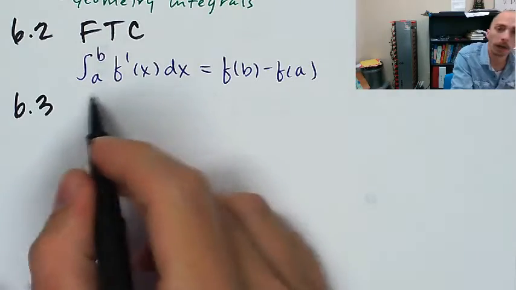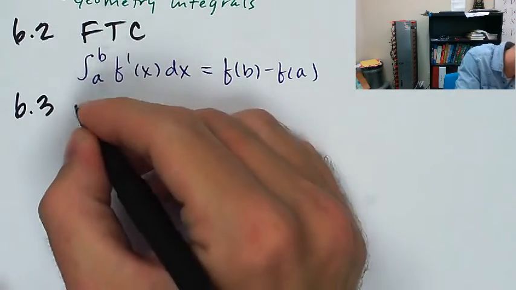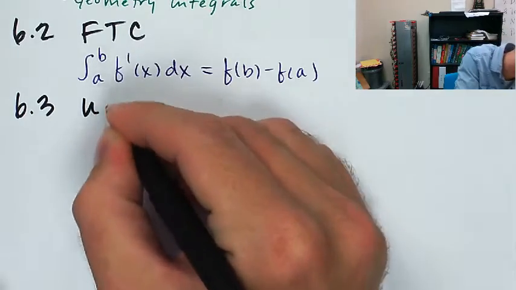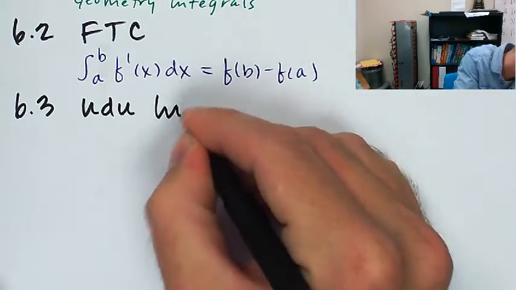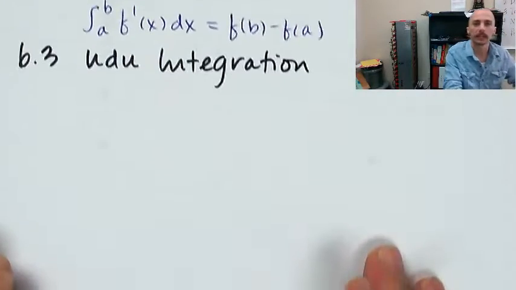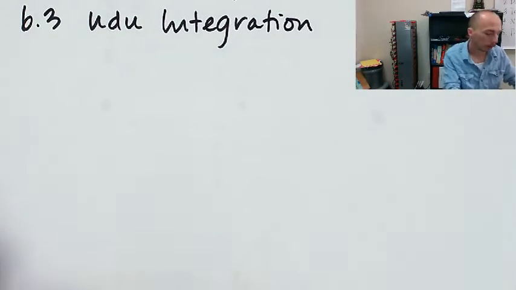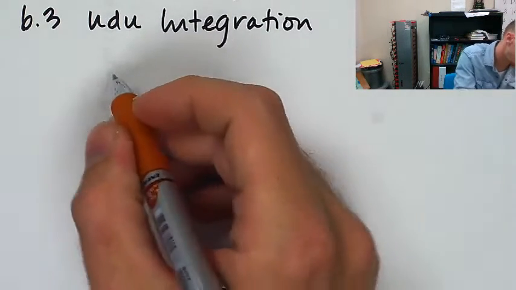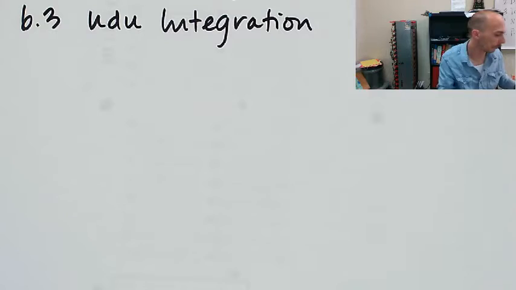6.3, okay, we need to be aware of U-substitution. So change of variables, U-substitution, u-du integration is, I think, what I'm going to call that. And the key here was you had to recognize the pattern, okay? And remember that u-du is how we deal with some chain rule issues. I feel like this can break down into two scenarios.